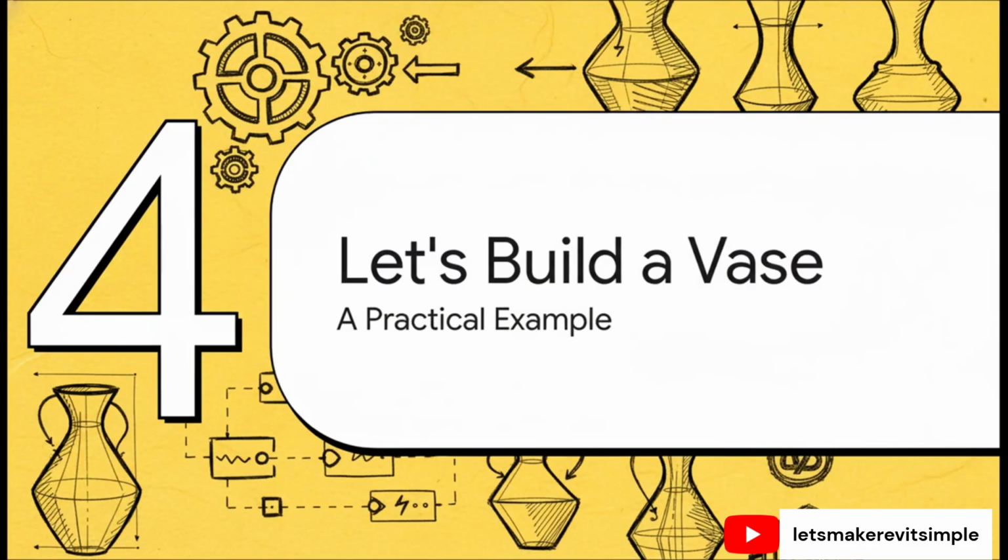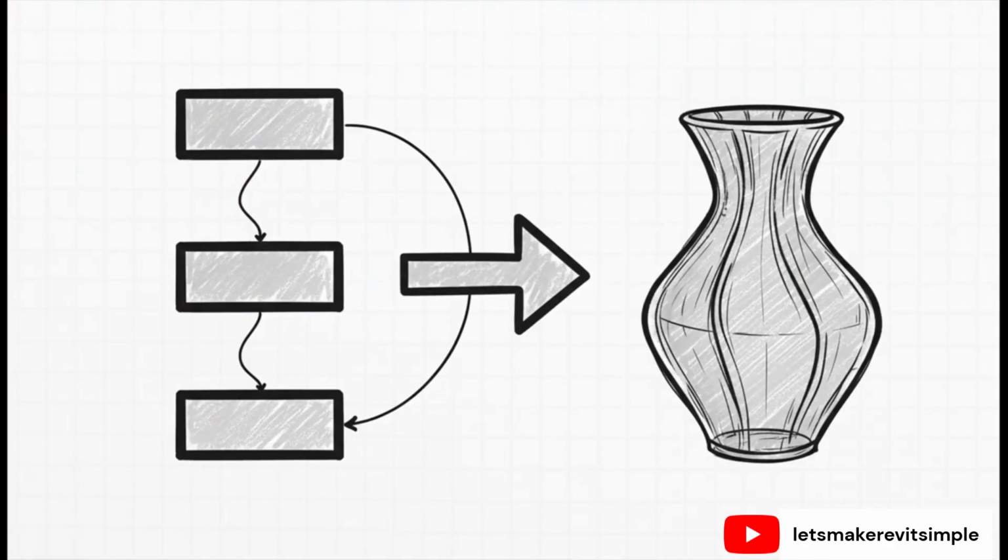Okay, enough with the theory. The best way to really understand Dynamo is to see it in action. So for our last section here, we're going to walk through a simple, practical example. We're going to build a parametric vase. Yeah, so we're going to create a piece of geometry that would be pretty tricky to model by hand. But what's even cooler is that we're going to build it so you can easily change its shape just by tweaking a few numbers. This is where Dynamo just absolutely shines.